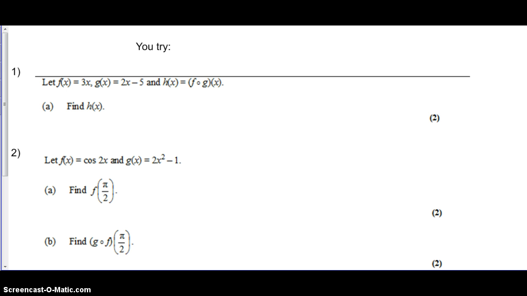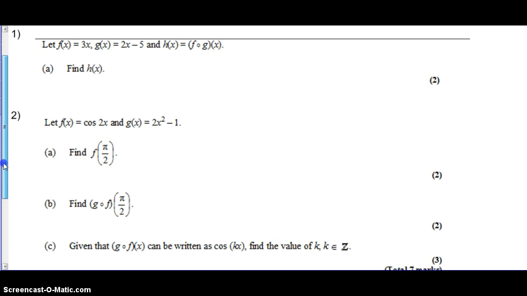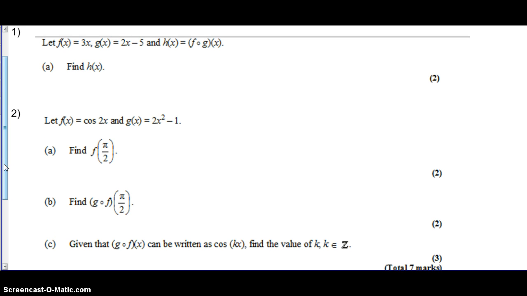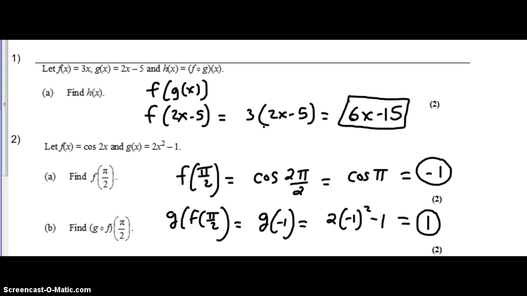Okay, so why don't you go ahead and try problem 1 and problem 2, and then bring it back to see if you completed it correctly. Okay, for the first one, that was pretty straightforward. You just had to find f of g of x and put g of x inside of f, and the final answer would be 6x minus 15.